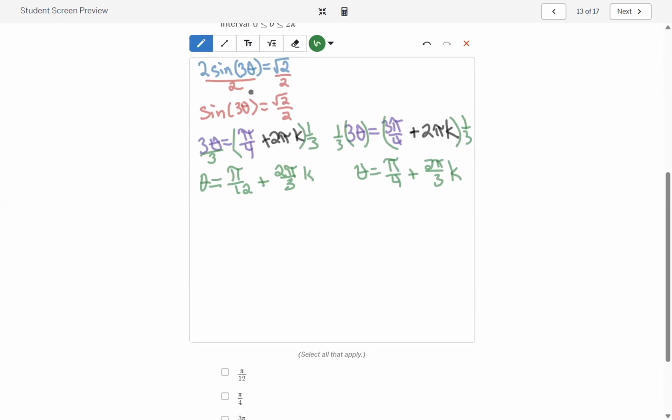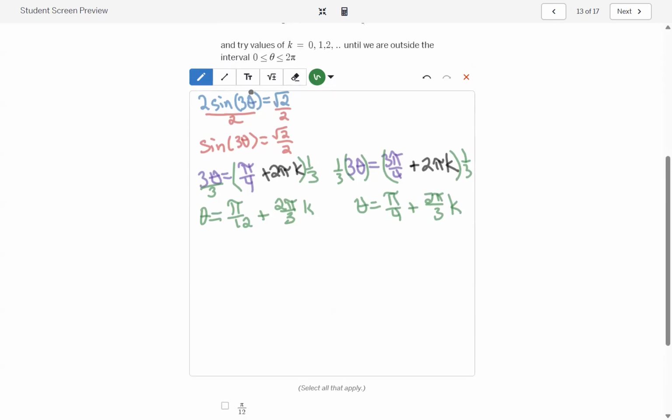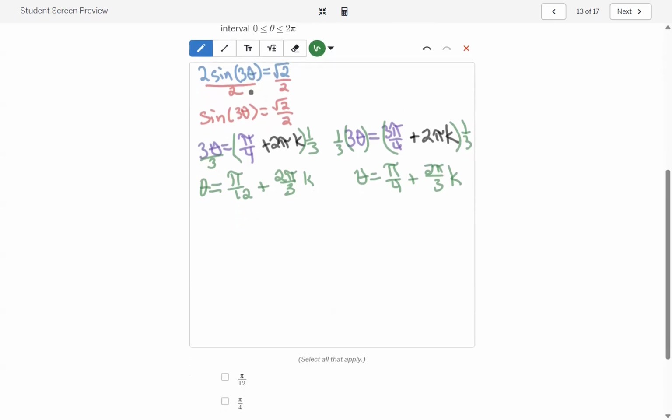The problem is, though, they actually said, what are the solutions in the interval from 0 to 2 pi? So that 3 theta means we have 3 times as many solutions. So I have 2 solutions right now. 2 times 3, I'm going to get 6 numbers on my list. So this is where the k values come into play. So we're going to have to use 3 k values to get the full complete list.